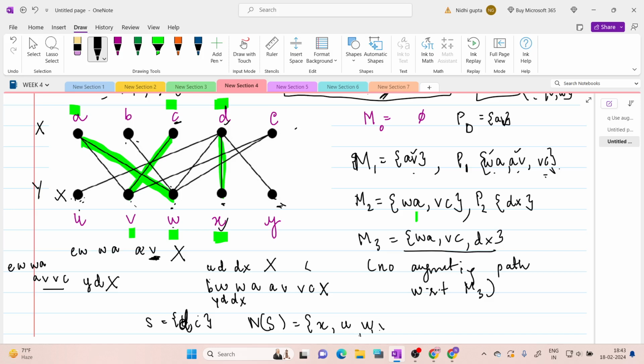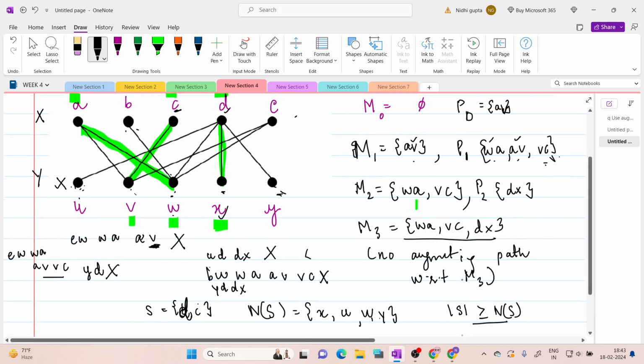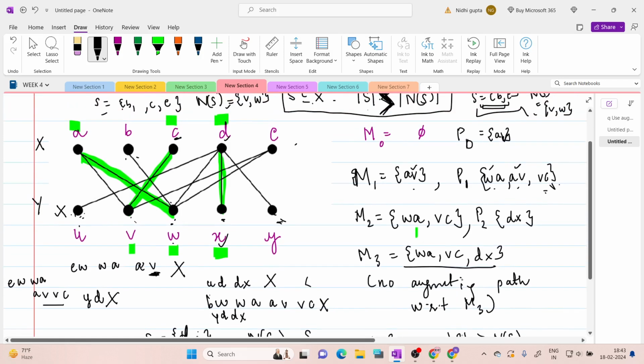VWXY. Yes. But this is satisfying the Hall's condition then, right? So from this you cannot conclude. No, ma'am. Why is it satisfying? S has only two and N has four.